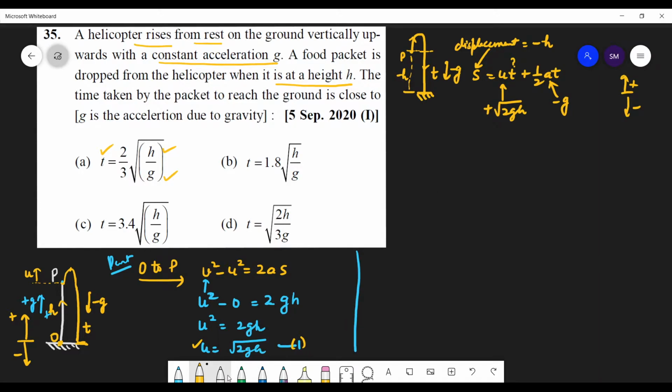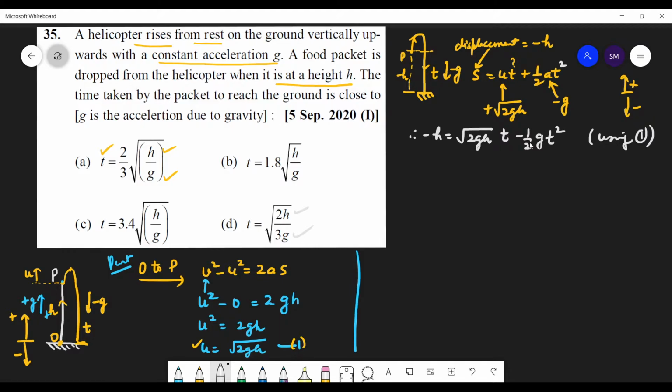So students, all set. Now we can fill these values. So we get therefore minus h is equal to under the root 2gh into t plus minus half g t square. Okay. So now you have used this, using the first equation also. So students, now you have to find the value of t, and see you have g and t. Now what's the problem? Got it?